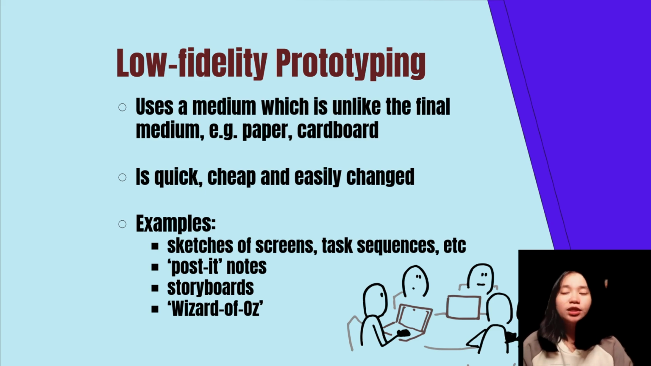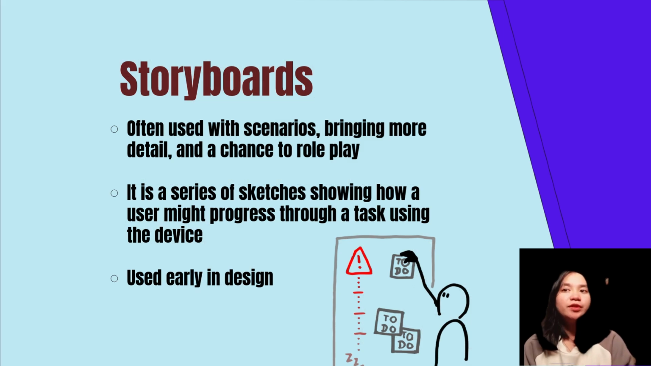Low fidelity prototyping. Use a medium which is unlike the final medium, for example paper or cardboard. It is quick, cheap, and easily changed. Examples: sketches of screens, task sequences, etc. Post-its, notes. Storyboards are often used with scenarios, bringing more detail and a chance to roleplay. A storyboard is a series of sketches showing how a user might progress through a task using a device.